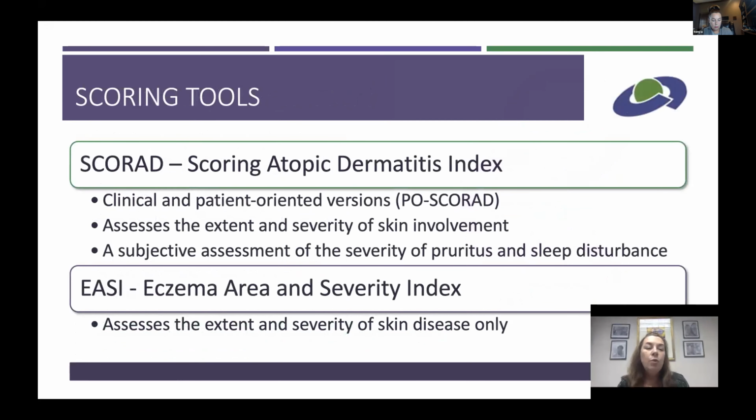Scoring tools that are most commonly used by the AD nurse. First, it is the SCORAD tool that scores the atopic dermatitis index. And again, it is the clinical and patient-oriented versions that we most commonly recommend and see nurses using most readily. There's also the Eczema Area and Severity Index, and this demonstrates and has the patient recognize the extent and severity of skin disease only.